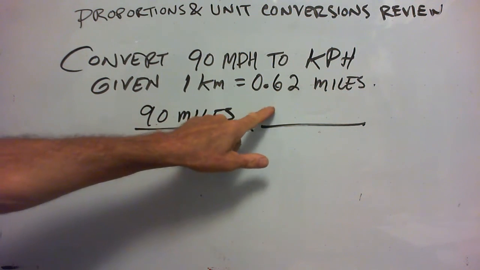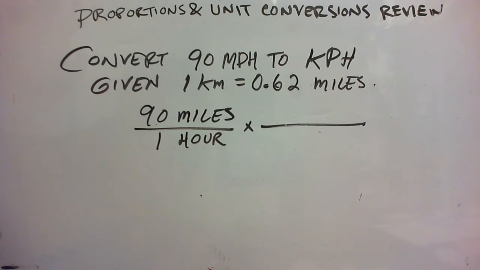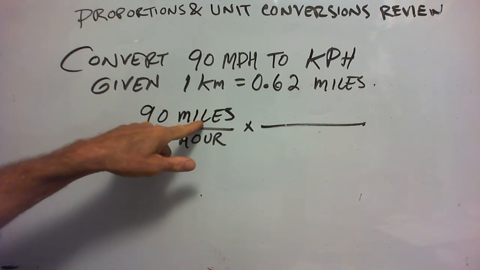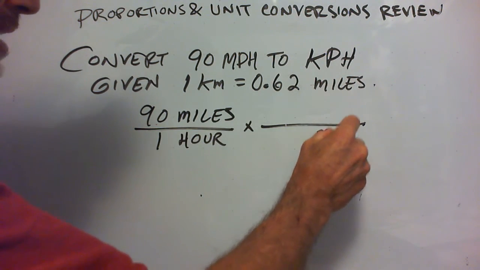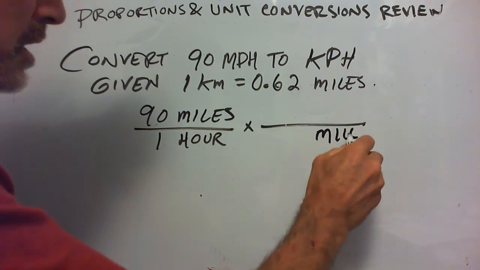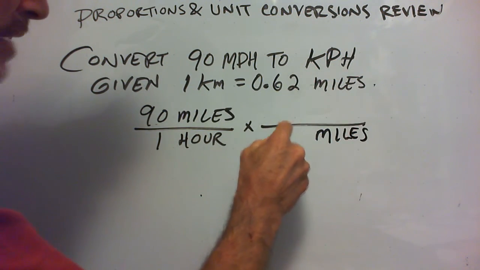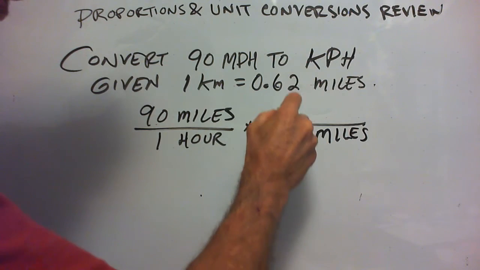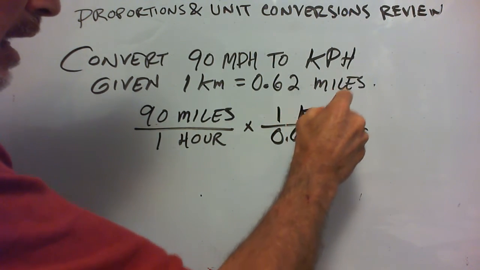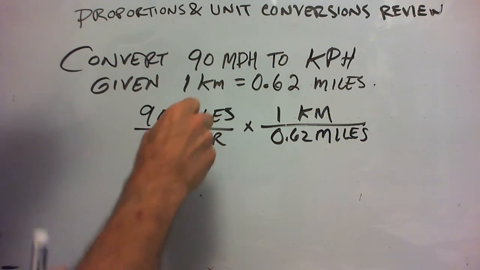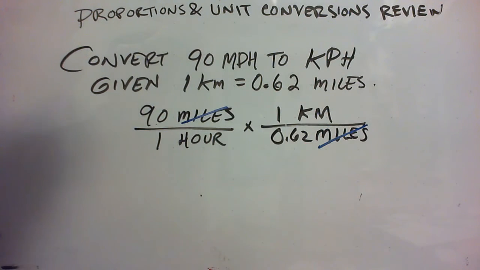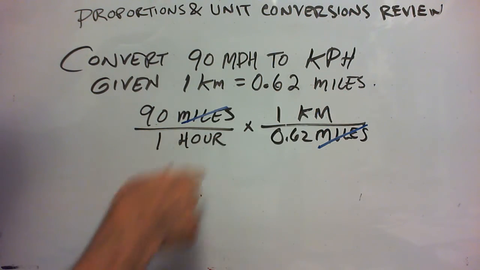Now we have to multiply by a unit ratio that will cancel out miles and leave us with kilometers in the numerator, which means the miles has to go down in the denominator. We have 0.62 miles per 1 kilometer. So that's our unit ratio multiplier, and that cancels out the miles, and it leaves kilometers per hour.